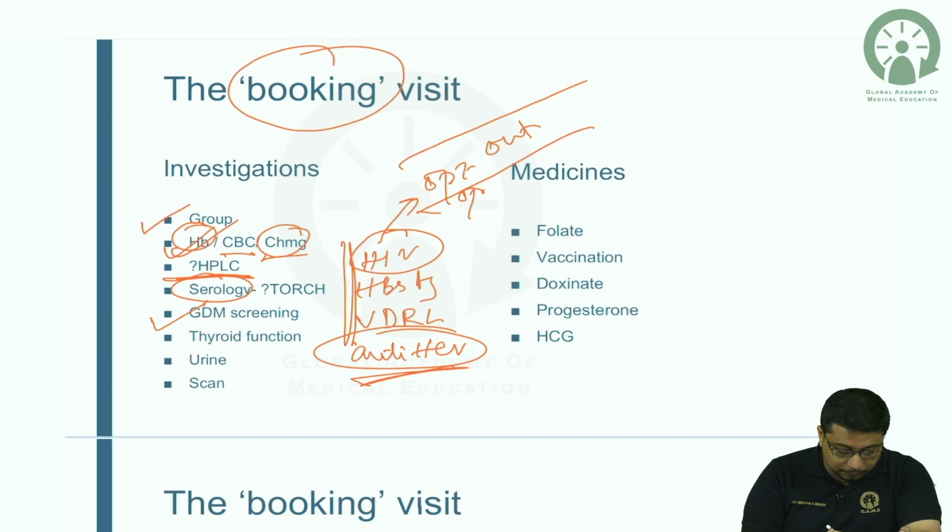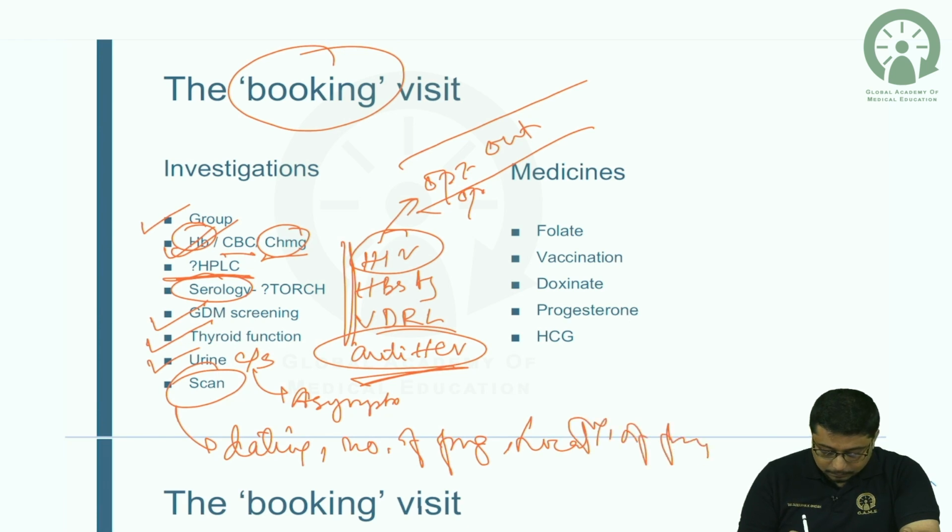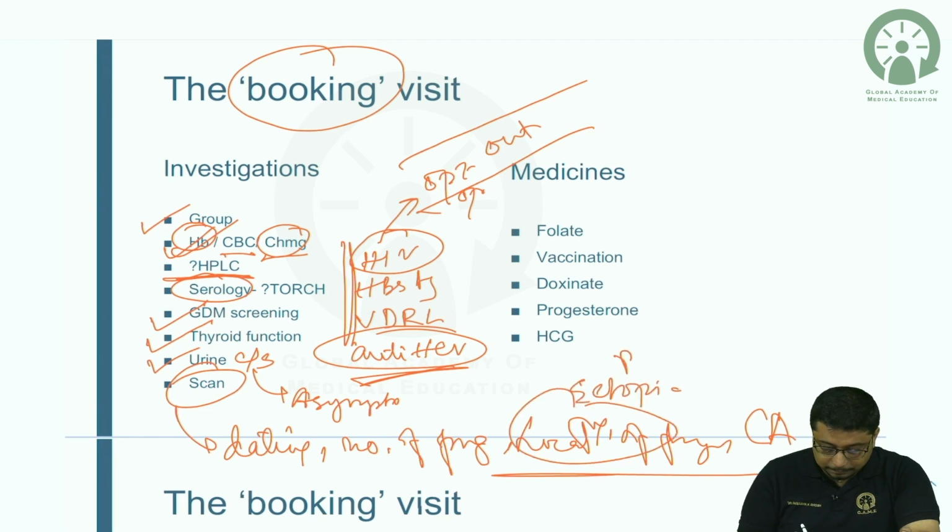And then screening for gestational diabetes, screening for thyroid function, urine culture to screen for asymptomatic bacteriuria, and a first trimester ultrasound to understand dating, number of pregnancy, location of pregnancy, and cardiac activity, right? So whether it is an ectopic or not, to rule out ectopic.